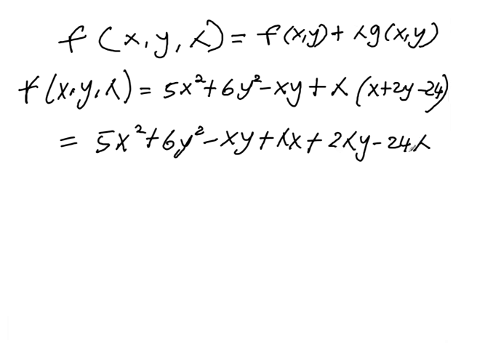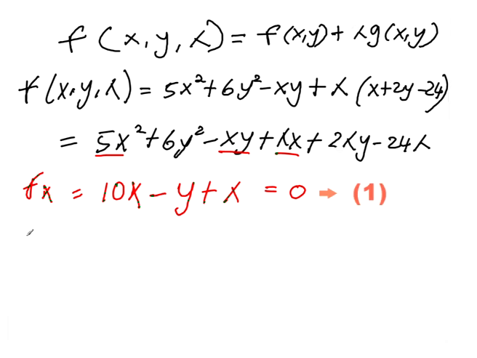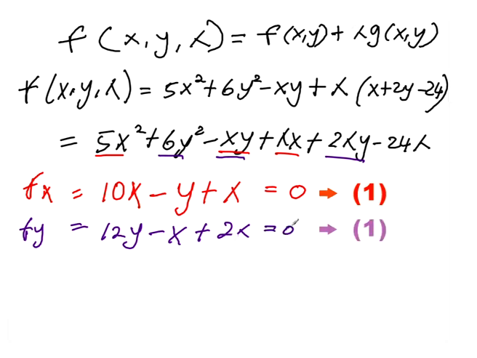The next step is to find the partial differentiation for x, y, and lambda. Partial differentiation for x would be 10x minus y plus lambda equals to 0. Partial differentiation for y would be 12y minus x plus 2 lambda equals to 0. Partial differentiation for lambda is x plus 2y minus 24 equals to 0. How do we solve these three simultaneous equations?